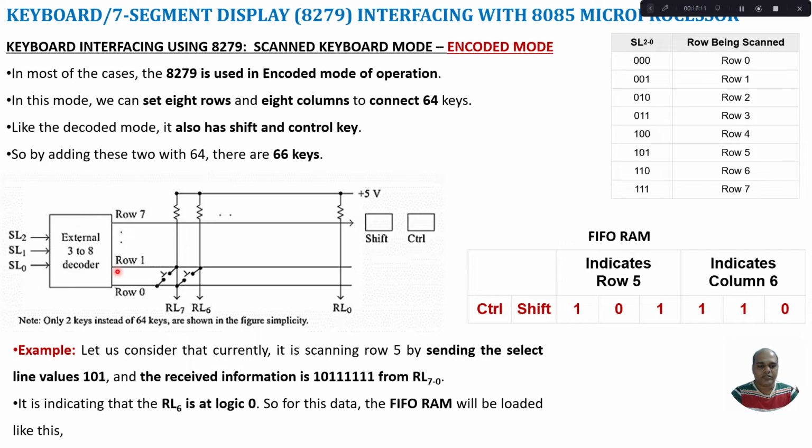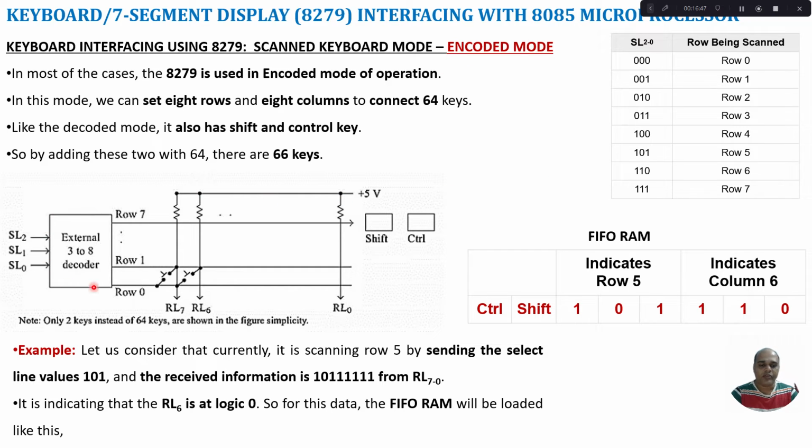So I can use a 3:8 decoder. In that case, I take 3 lines, 3 scan lines, and 8 outputs will be generated by the decoder. From 3 scan lines, 8 outputs will be generated. So 8 outputs means I have 8 rows and 8 columns, which means 64 keys are interfaced. In addition to the 64 keys, I also have special keys, shift and control key. So altogether 66 keys can be interfaced in your encoded mode.